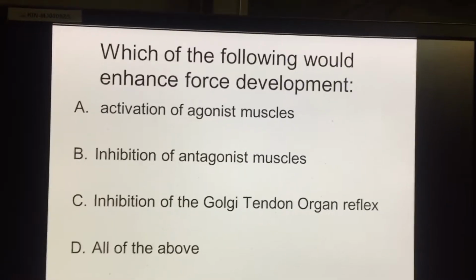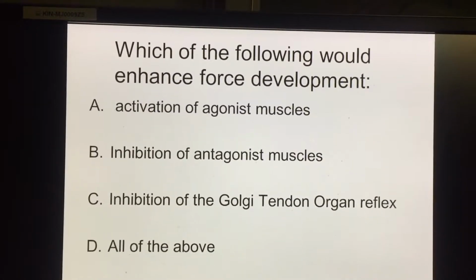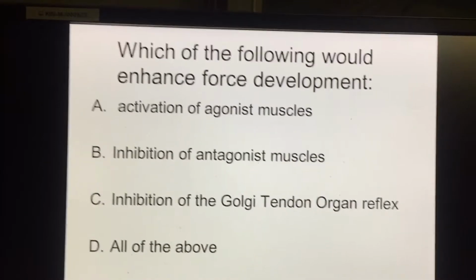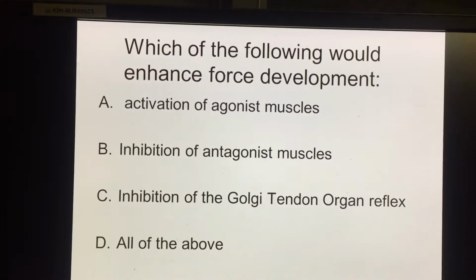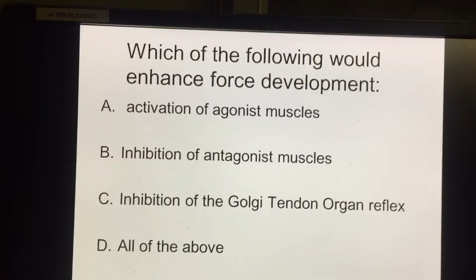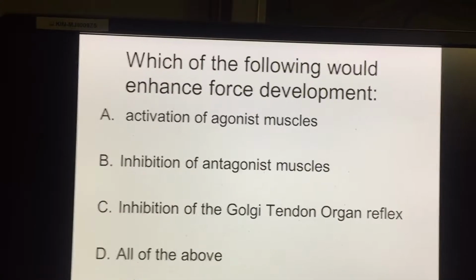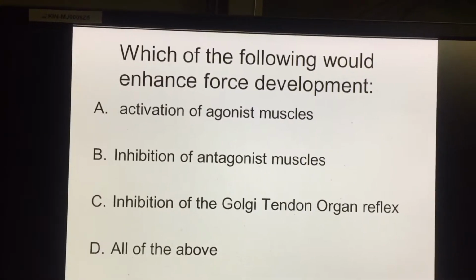Which of the following would enhance force development? So we have activation of agonist muscles, inhibition of antagonistic muscles, inhibition of the Golgi tendon organ, or all of the above. The answer here is all of the above. All of these things would enhance force development.